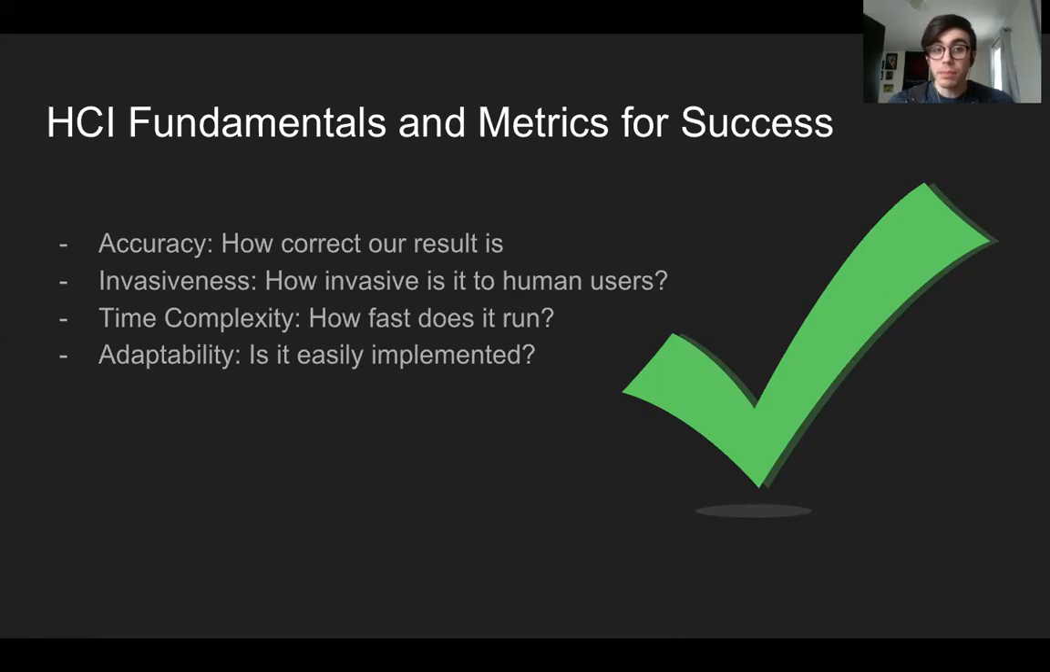Time complexity is simply how fast does it run? It offers no benefit if it has long processing times, or it takes years to train or converge or anything like that. And then adaptability is how easily it's implemented and how easily it can be integrated into our everyday lives.